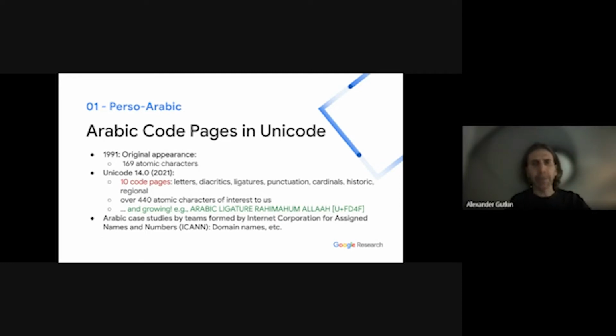Initially, when Arabic was introduced into Unicode in 1991, it had 169 atomic characters. By now, there are over 440 atomic characters, which are of interest to our work. And it continues to grow. So many ligatures, for example, have been recently added.